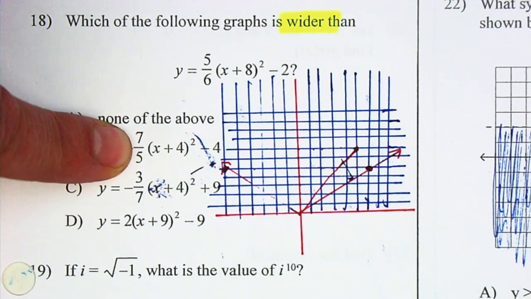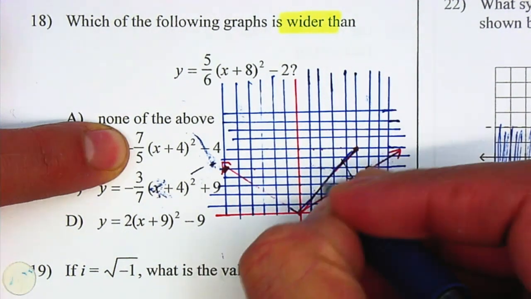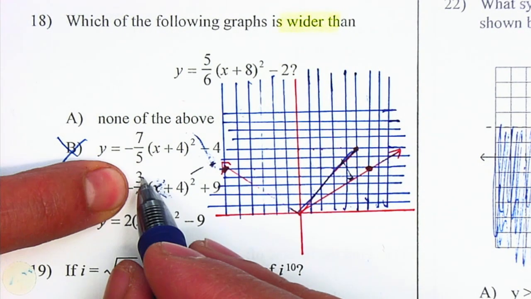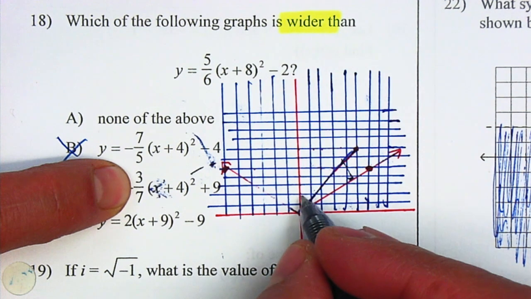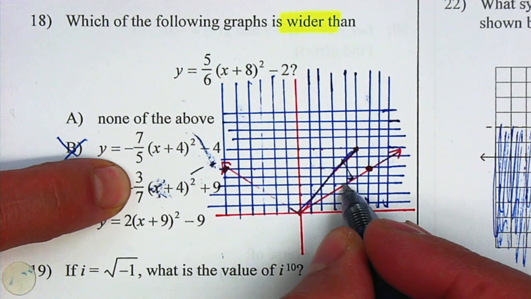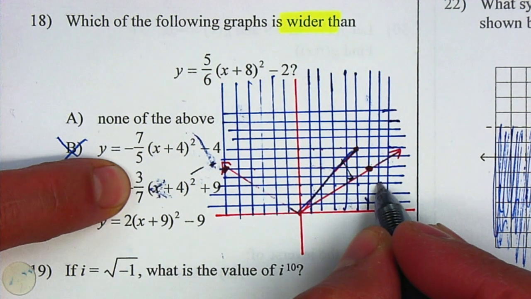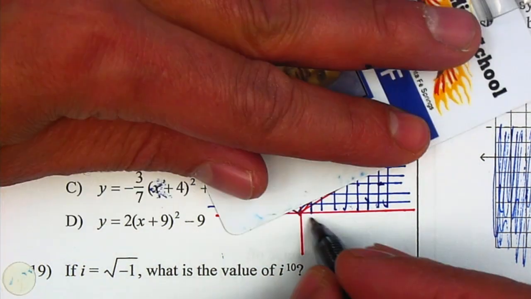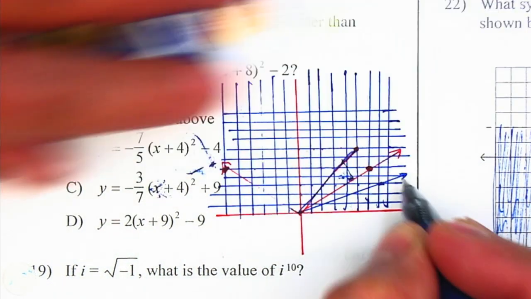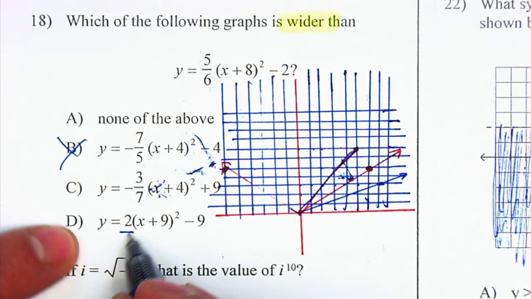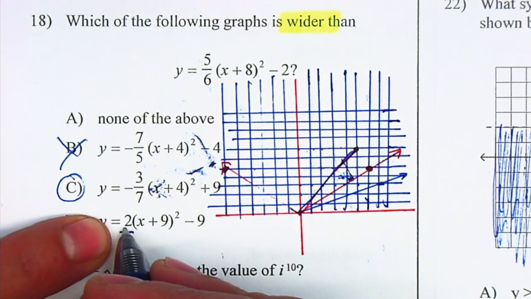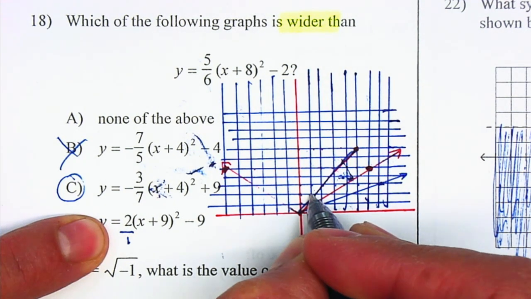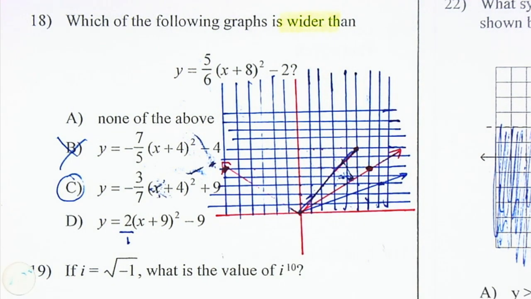Is that one wider? No. You notice this one's going to be narrower. We have up 3 to the right 7. 1, 2, 3. 1, 2, 3, 4, 5, 6, 7. Here we go. So there's one that is wider. Now if we do the next one, just double check. Up 2 to the right 1. It's not going to be wider. It's going to be slightly narrower. So your answer will be letter C.